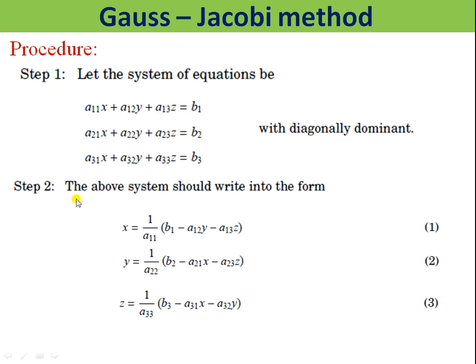Clear? Second one, the above system should be written in the form x is equal to 1 by a11 into (b1 minus a12y minus a13z). That means here I assumed that a11 is the maximum value in the given equation. So keep a11x on the left hand side, bring the remaining terms to the right hand side, and bring a11 to the right hand side. Therefore, we get the x value like that. Similarly, y is equal to 1 by a22 into (b2 minus a21x minus a23z), assuming this is equation number 2, and z is equal to 1 by a33 into (b3 minus a31x minus a32y), assuming this is equation number 3. So first I converted my equations into diagonally dominant form, and from that I am finding the x, y, z values. So this is the second point.